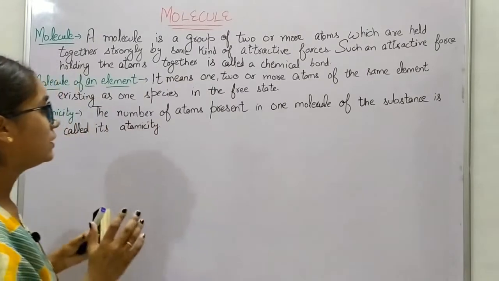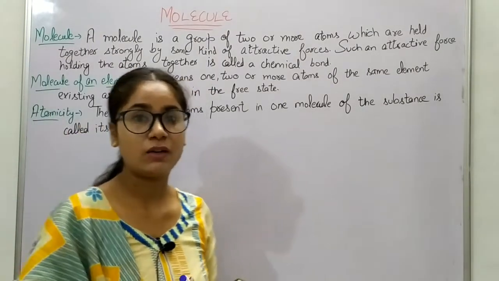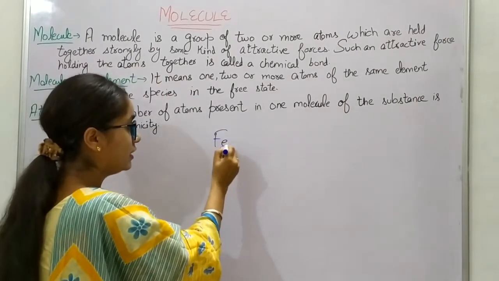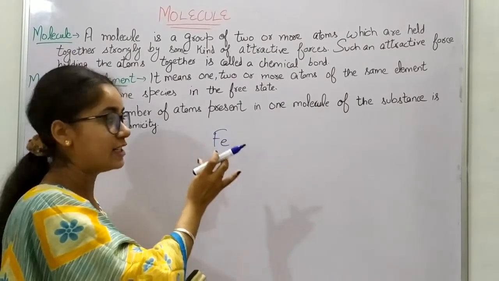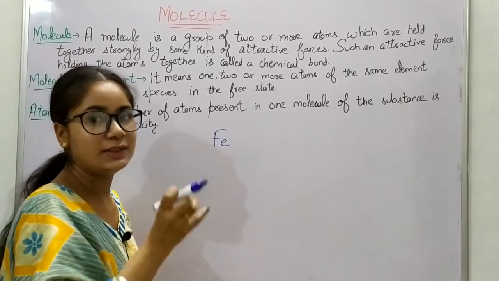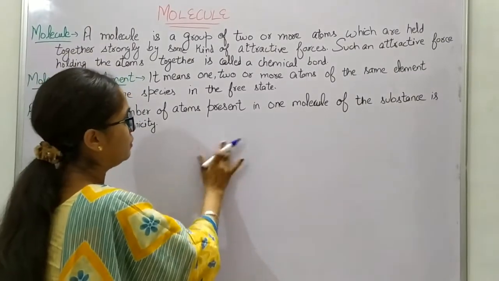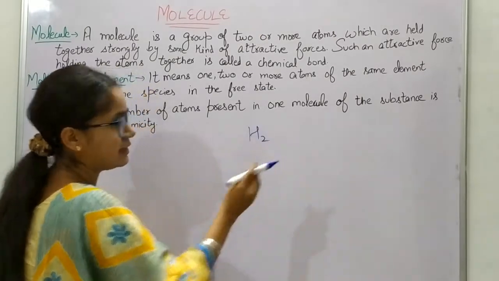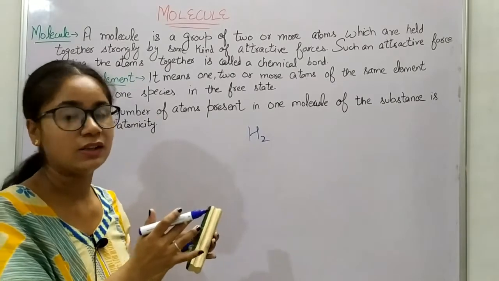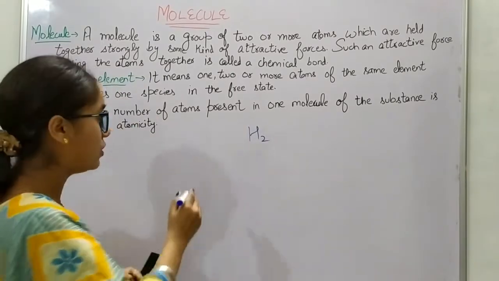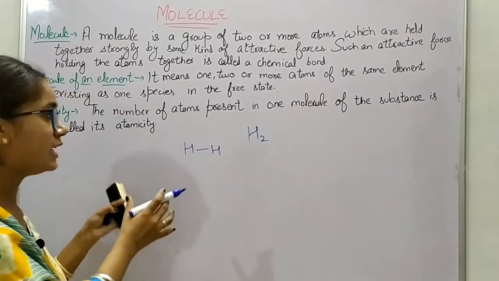Okay, so as we are talking about the molecule of an element, that means if we are talking about the molecule of iron, well, Fe is also an atom, is also a molecule. I will tell you why it is so. Well, alright, let's take another example. We're gonna take the example of hydrogen. Okay, this is a simple one. Now hydrogen is a molecule of an element. Why? Because two hydrogen atoms are bonded together of the same element.